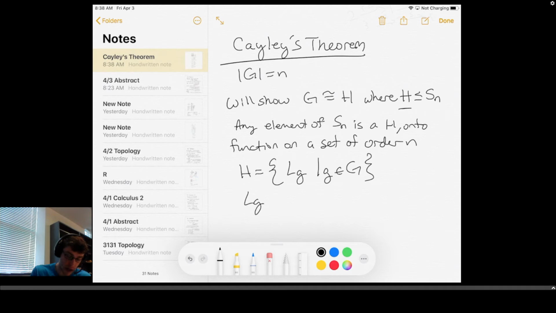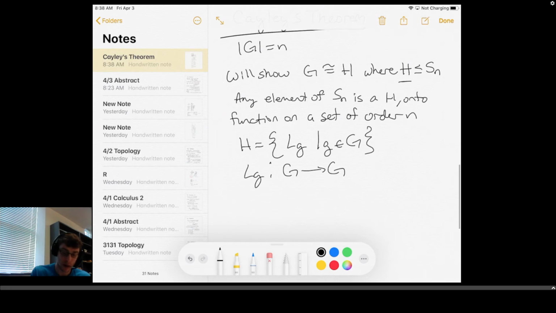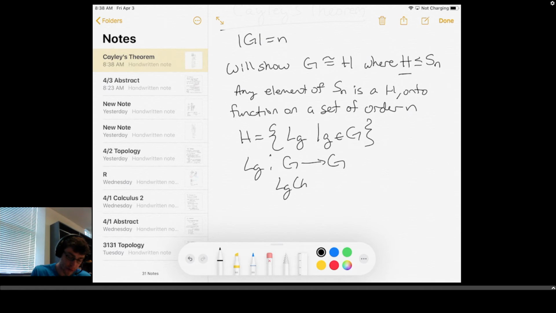So view L_g as a function from the group to itself, where L_g of h is gh, right? L is just for left here. So all I'm saying is we have a function from G to G. It's left multiplication by that element g. This definitely does still lie in G, right? G is closed under multiplication, so gh is always still in G. I'm definitely getting another element out, so this makes sense.